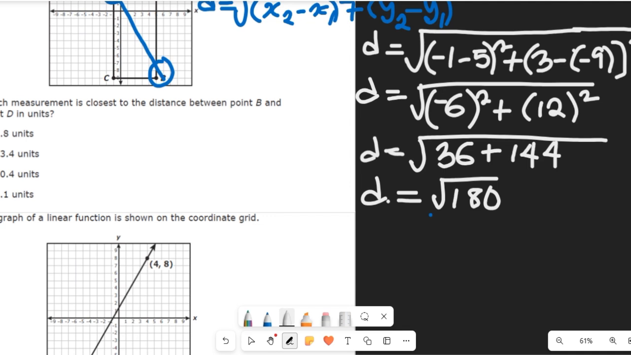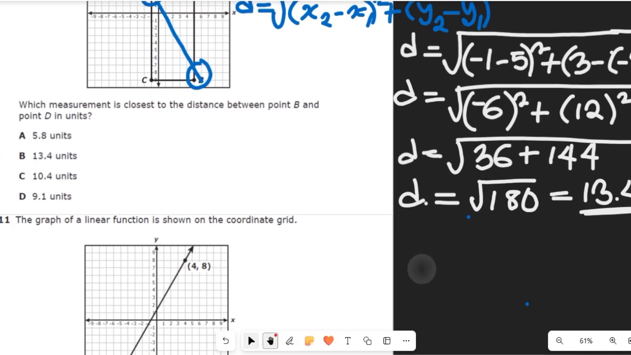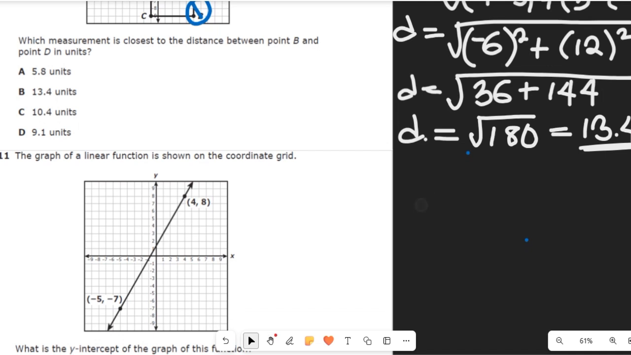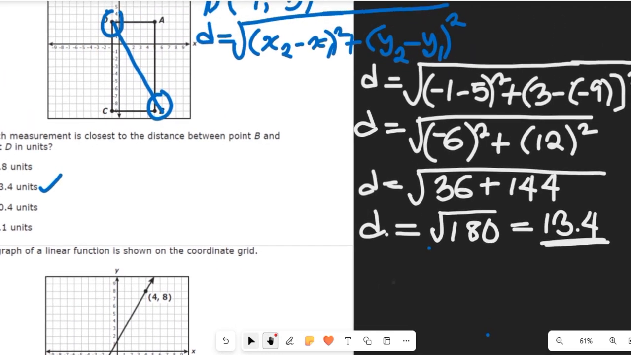If you use your calculator to find the square root of 180, it gives us 13.4. So that is 13.4 units, and the right option for that question is option B, which is 13.4. So you see, that is the solution to that question.